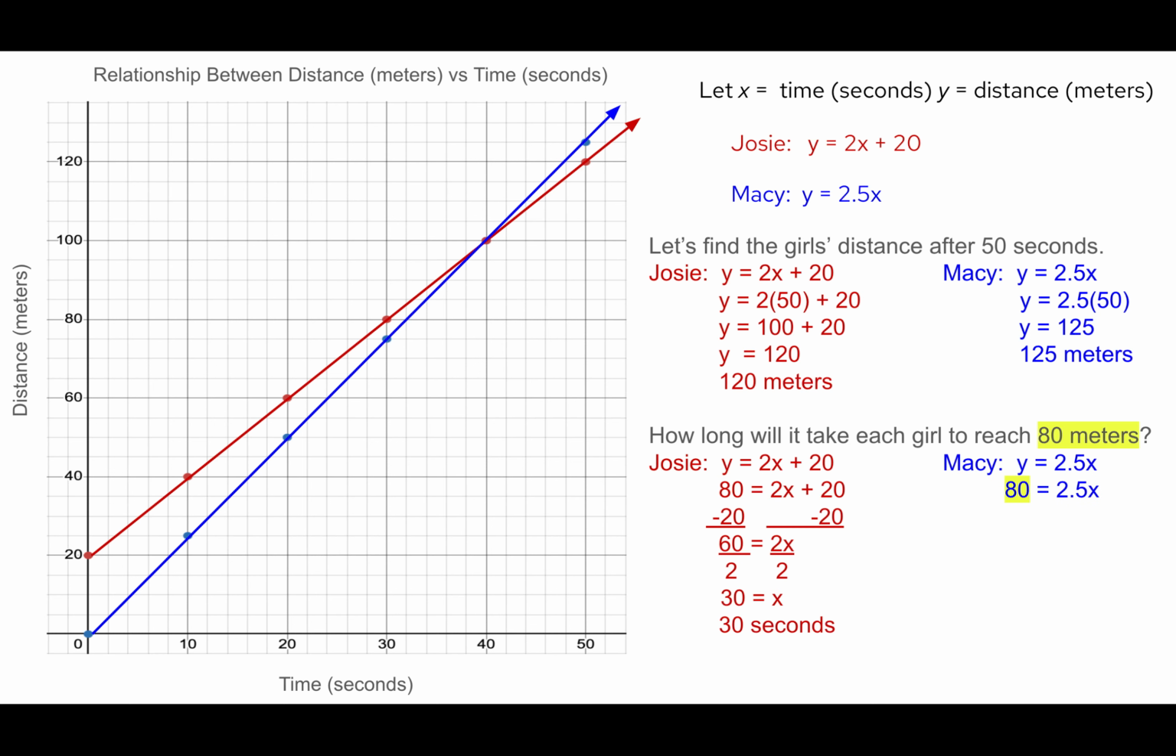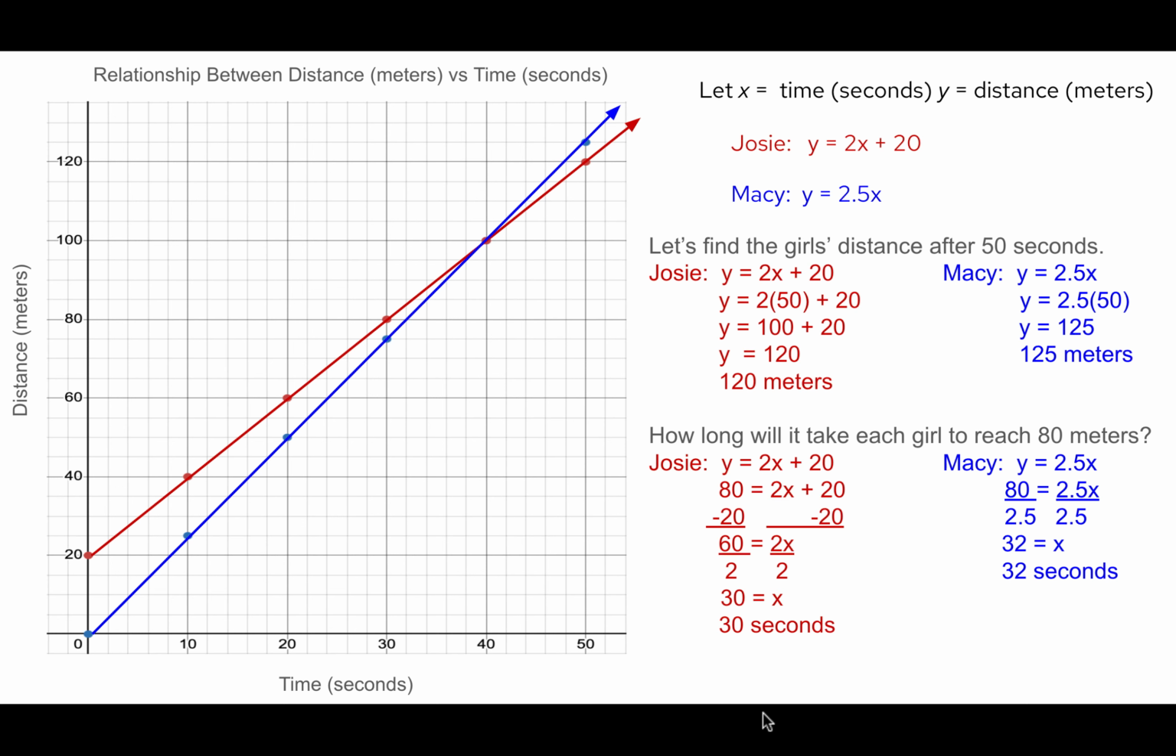For Macy, again, we replace the y with 80, divide by 2.5, and it looks like it takes Macy 32 seconds to go 80 meters. So this is how you would use the equation to find not only distance but time.